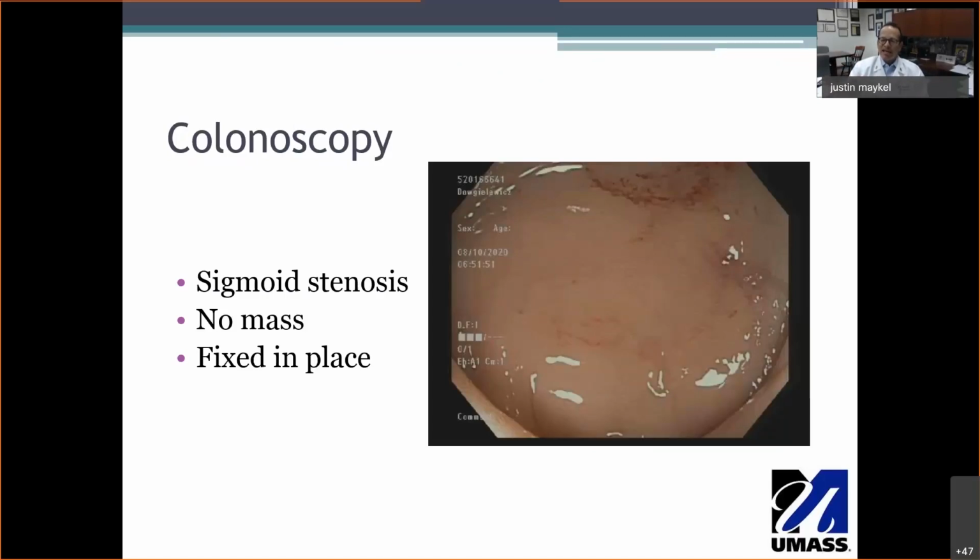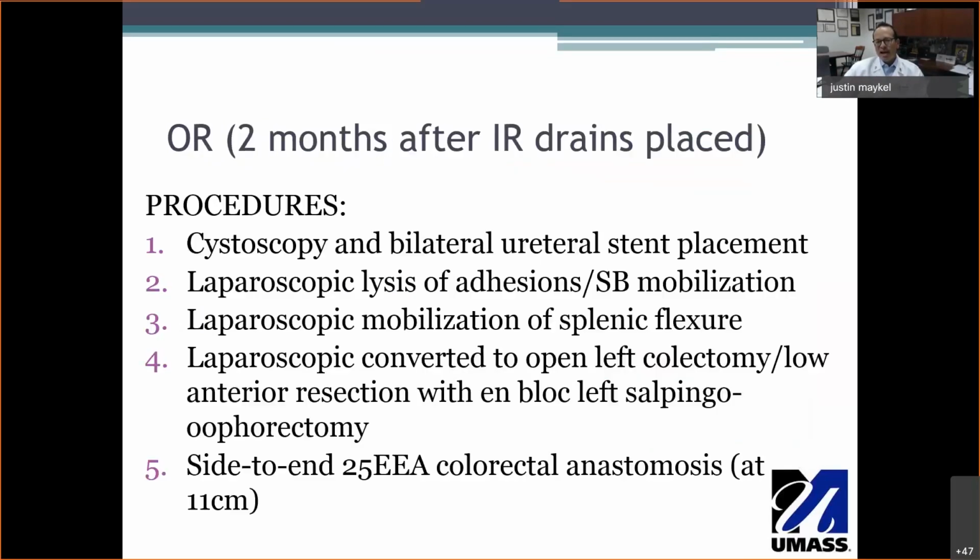We encountered a tight stenosis in the sigmoid colon. The sigmoid was absolutely fixed in place. There was no way we were ever going to be able to maneuver beyond this. No mass was identified, and so we aborted at a flexible sigmoidoscopy. Next slide. And the following day, which was essentially 2 months, and we can talk about timeline, we took the patient to the OR 2 months following IR drain placement.